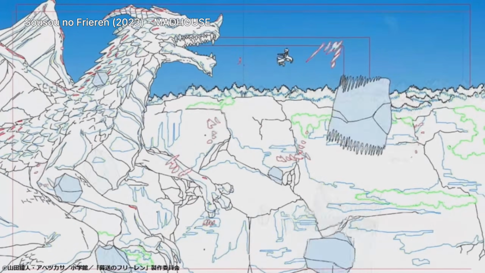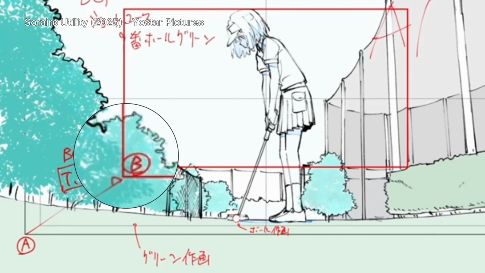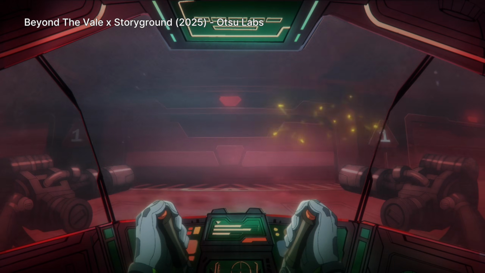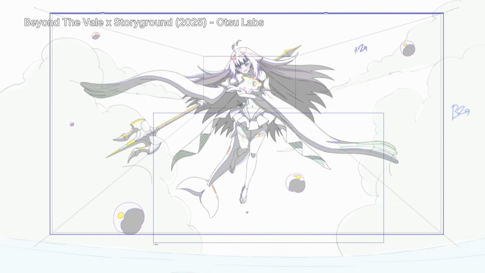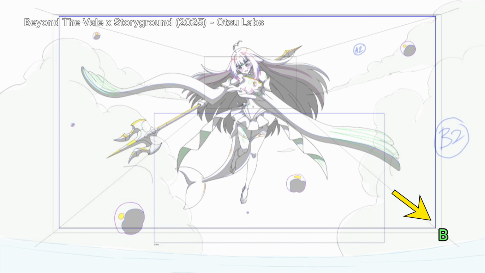Where does the camera sit? How does it move? And for what purpose? Now, take a closer look at these boxes. They show the camera direction, its starting point and its ending point. For example, in this cut, the camera starts with a close-up of the character at A, then gradually zooms out to a wide shot at B.